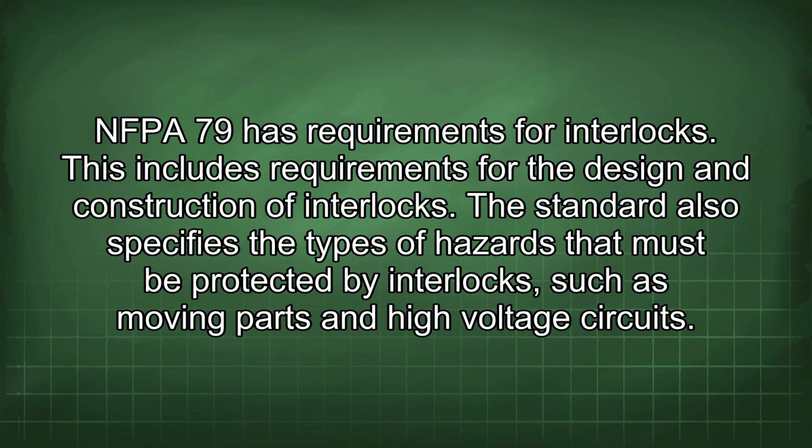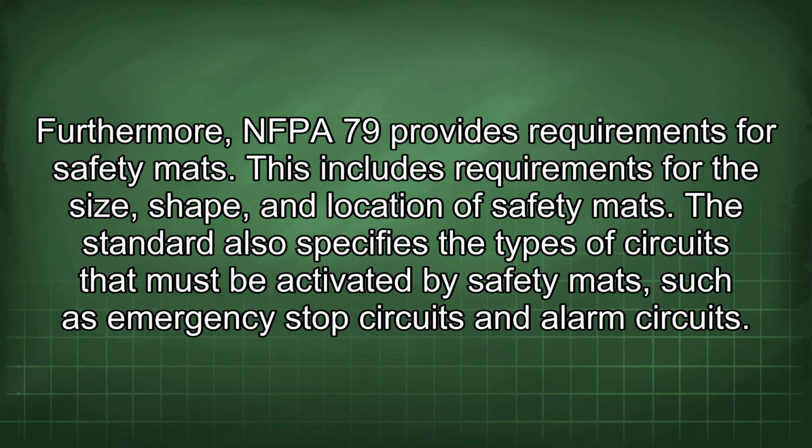NFPA 79 has requirements for interlocks. This includes requirements for the design and construction of interlocks. The standard also specifies the types of hazards that must be protected by interlocks, such as moving parts and high-voltage circuits. Furthermore, NFPA 79 provides requirements for safety mats. This includes requirements for the size, shape, and location of safety mats.